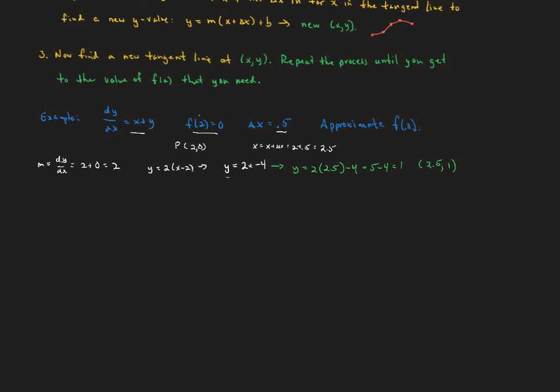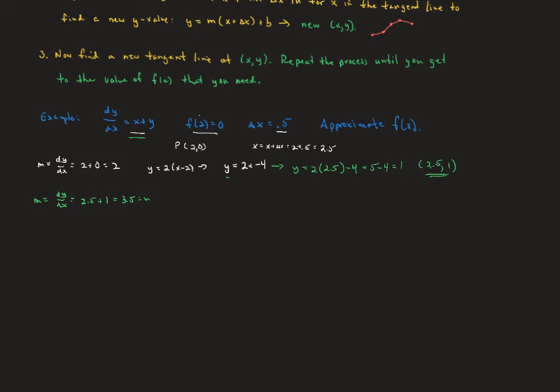Now we repeat the process all over again using this as our ordered pair. So here's our new point, and now we're going to come back to our differential equation to get a new value of the slope and get a new tangent line. So the slope is again going to be our dy dx, but this time our x is 2.5 and the y is 1, which is going to make our slope be 3.5.